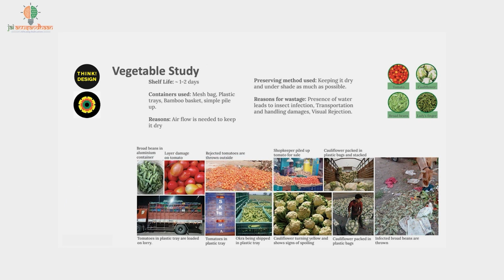You can see that plastic containers are used, sometimes bags, sometimes bamboo baskets, sometimes they just pile it up. The preserving method is keeping it dry and under shade as much as possible. Reasons for wastage are moisture or water, and insects getting in. A lot of times transportation handling itself damages it, and the vegetables start looking bad, so there is a visual rejection of it.